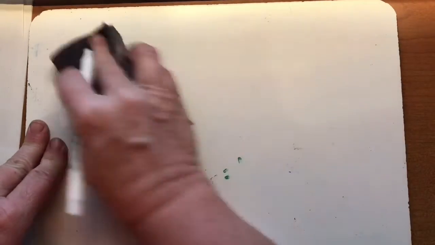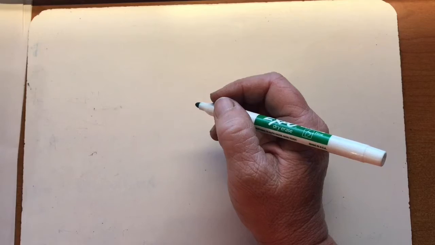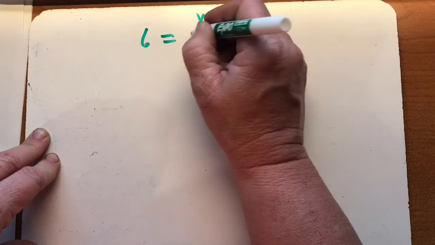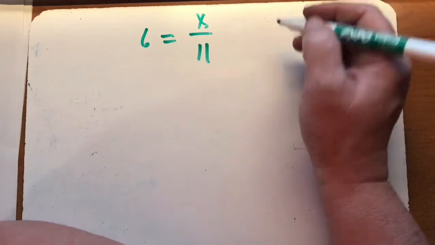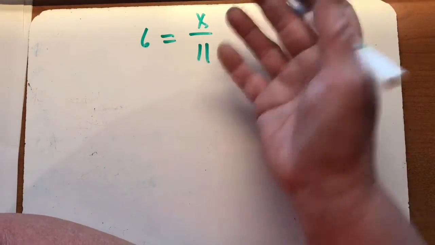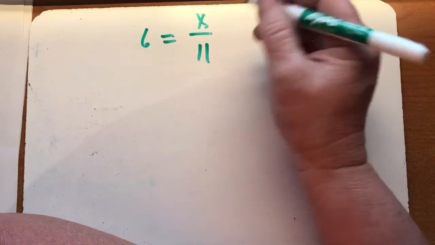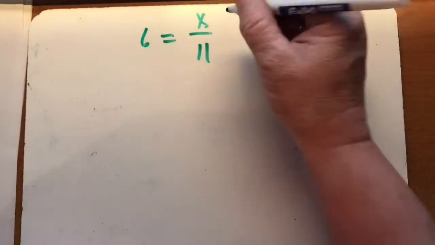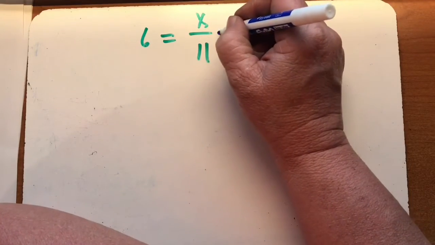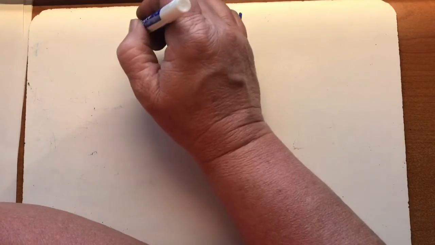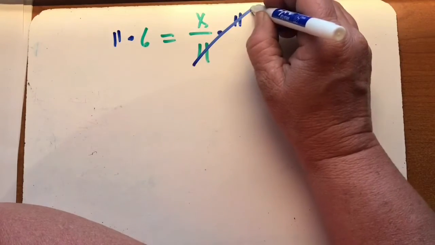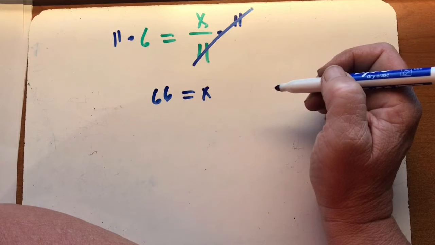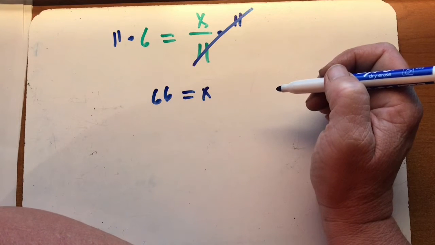Let's look at this one with the variable on the other side. Again, you can rewrite it as a mirror image if you need to, but it's the same method. I need to know what x is. So x is being divided by 11. So I'm going to multiply both sides by 11. These cancel out. And so x equals 66.